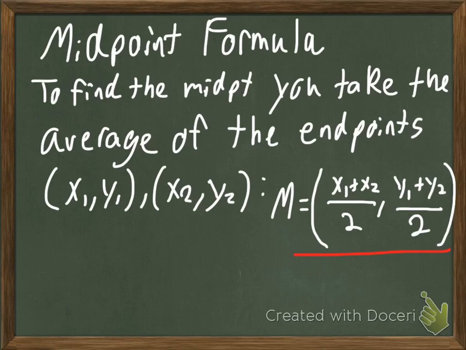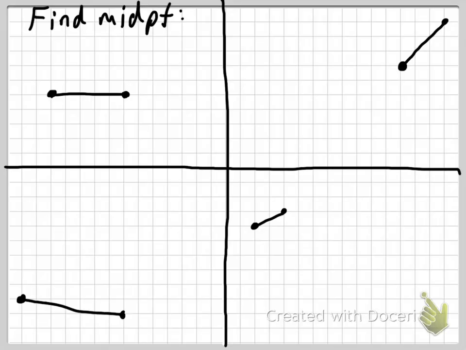We're going to take x1 plus x2, divide that by 2 to find the average. We do y1 plus y2 divided by 2 to find the average. And that new point that we get is where our midpoint is. So let's do a couple examples. So in this top left corner up here, we'll start. We're going to find the midpoint.